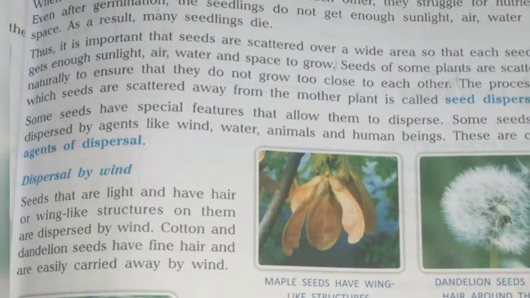Dispersal by wind. Seeds that are light and have hairs or wing-like structures on them are dispersed by wind. It means there are some seeds which are light-weight and have a hairy structure, so such seeds can be dispersed by wind easily. Cotton and dandelion seeds have fine hairs and are easily carried away by wind.